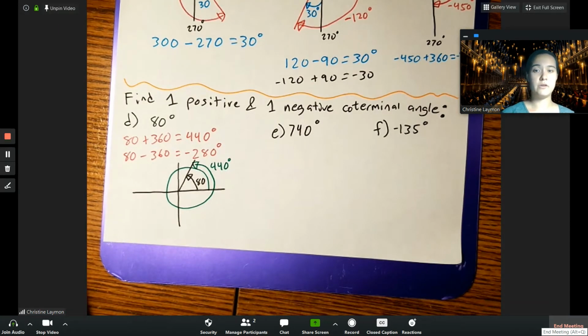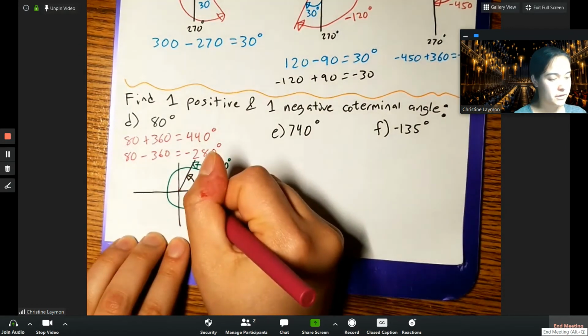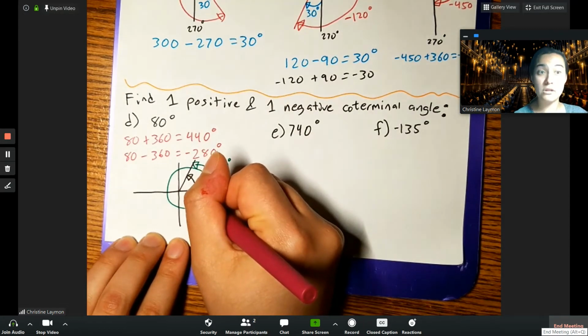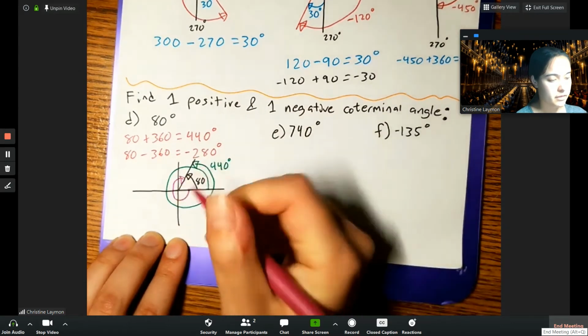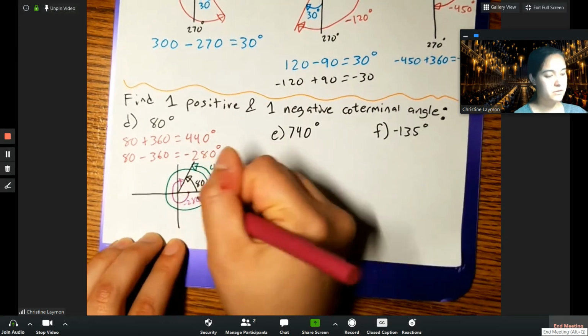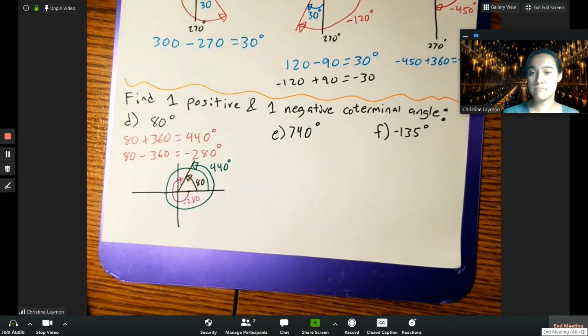And for the other version, let's go ahead and take a look at negative 280. So that one can be shown. Let me see, I'm starting here. And then again, going clockwise is negative. So if I go to here, that whole thing is negative 280. So same angle.